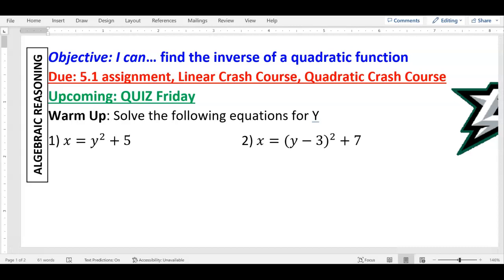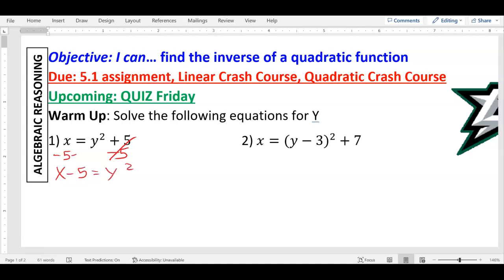Okay, we usually say we get rid of the loner first. Would you agree? The plus 5 is by itself, so we're going to get rid of that loner 5 first. How do I get rid of a plus 5? Minus 5. So we'll put that on both sides, right? Minus 5, minus 5. It cancels out on the right. And so now I just have x minus 5 equals y squared.